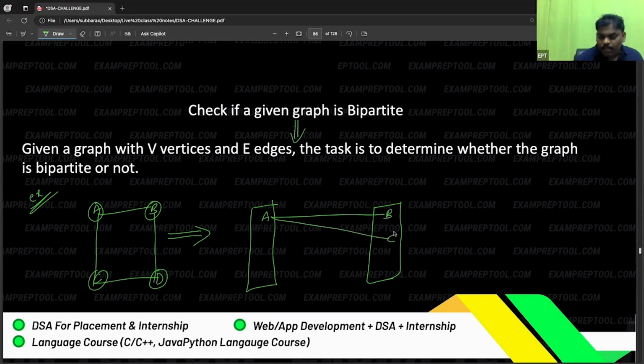Remember, if A is there in the M group, A's adjacent should be there in the N group. That is the meaning of bipartite. If you can keep all the vertices like this without any ambiguity, then I can say it is a bipartite graph. A's adjacent vertices B, C are in another group, so these are completed.